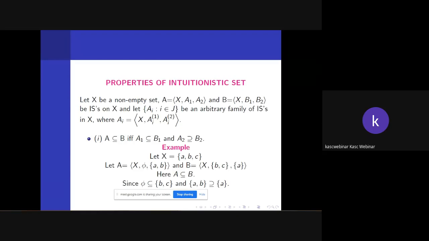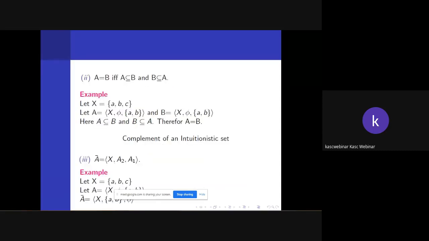Dear participants, suppose if you have papers with you, you can note it down. Only if you note it or write it simultaneously, you will know how the operations are being done. So phi is a subset of BC and A comma B contains A. So member of A should be contained in member of B. Non-member of A should contain the non-member of B. If those 2 conditions are satisfied, you say that A is a subset of B.